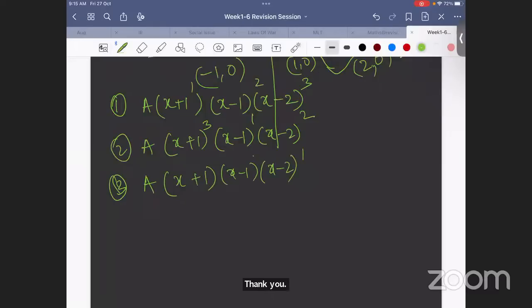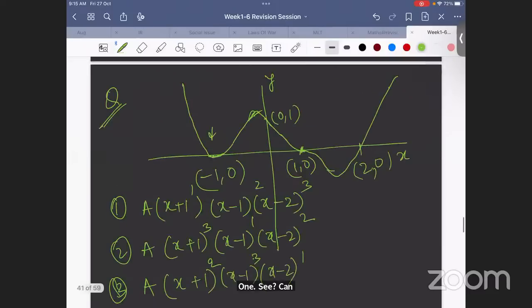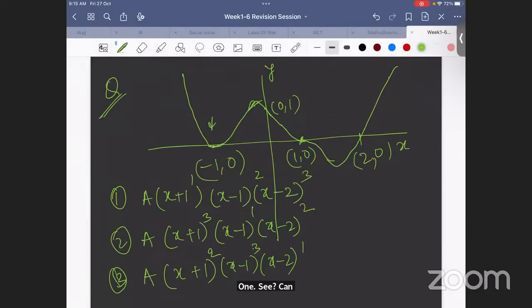Tell me which of the following options is correct. Option C, the third option. Sir, we can also find the stretch factor here, right? The stretch factor they won't ask.